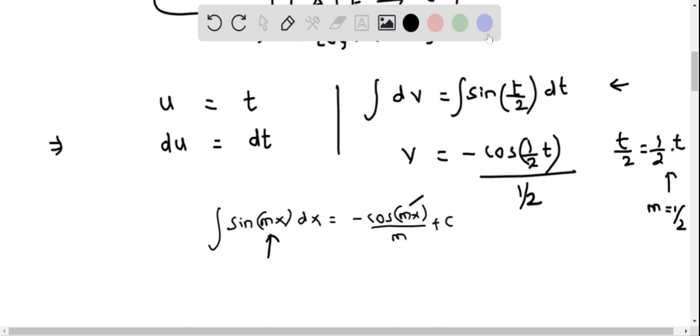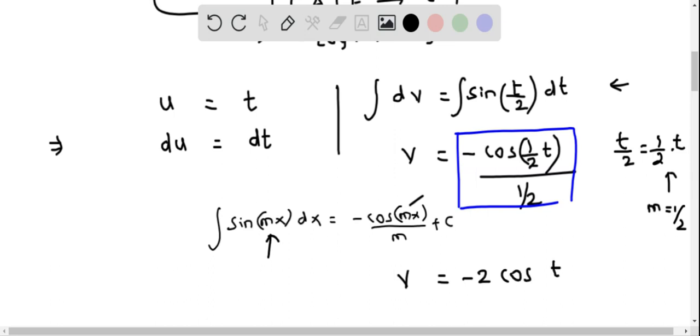So basically this expression is the v. Let's simplify this. We have a negative here, and when you divide a quantity by half, it's equivalent to multiplying by 2. So we put negative 2 cos of t by 2. So this is what we have found for v.